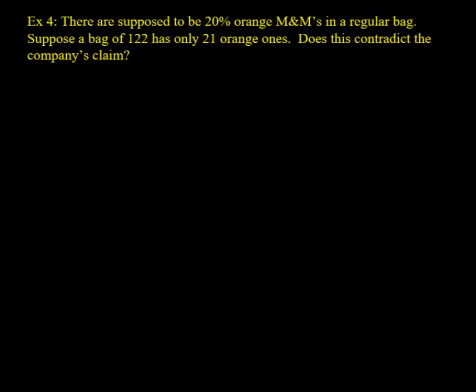Chapter 18, Example 4. There's supposed to be 20% orange M&Ms in a regular bag. Suppose a bag of 122 M&Ms has only 21 orange ones. Does this contradict the company's claim? So we want to see if we contradict the claim. That means, are you above the rate or below?